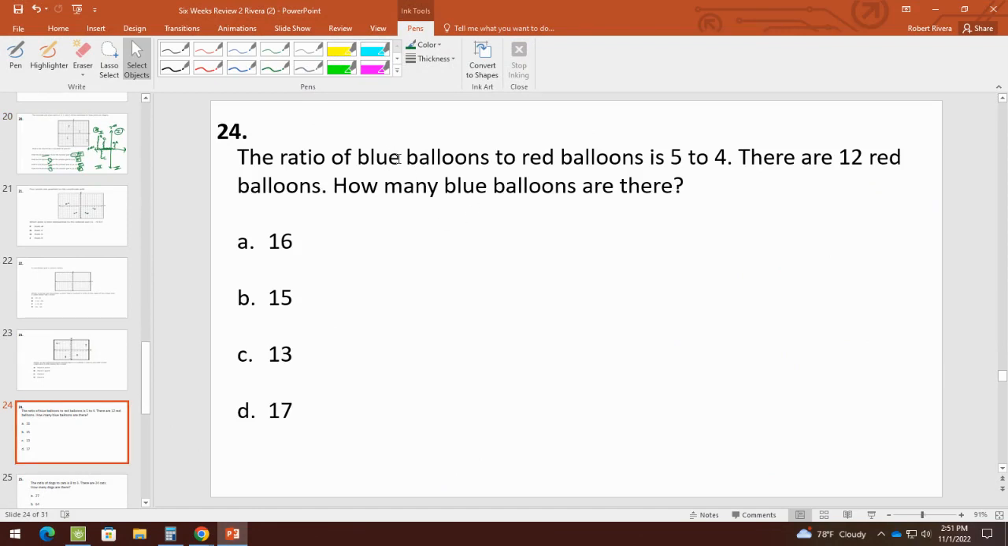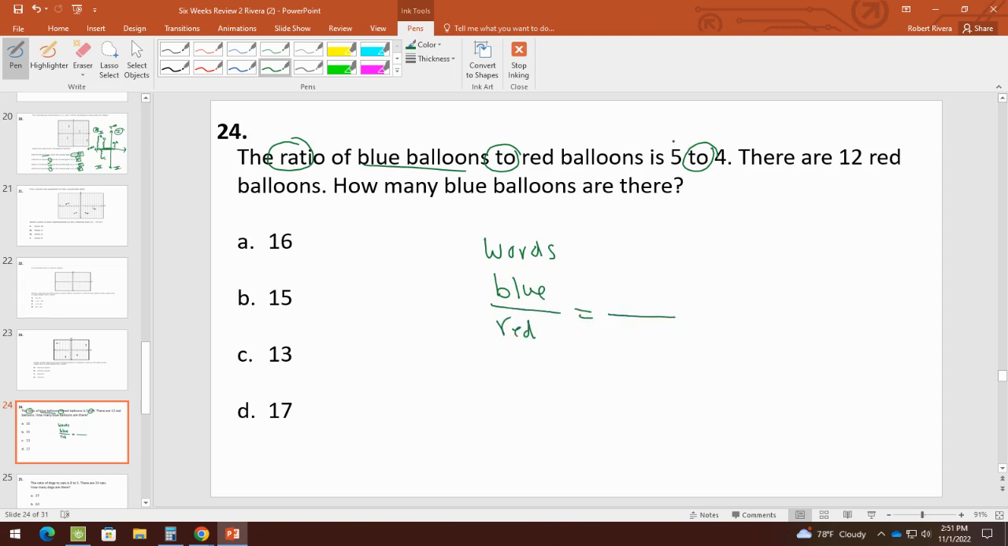The ratio of blue balloons to red balloons is 5 to 4. There are 12 red balloons. How many blue balloons are there? So get my little pencil. I see the word ratio again. I see the word "to" right there again. So for sure, I'm going to do my new strategy of words. Who's first? In this case, we have the blue being first. So words will be blue to what? To red.